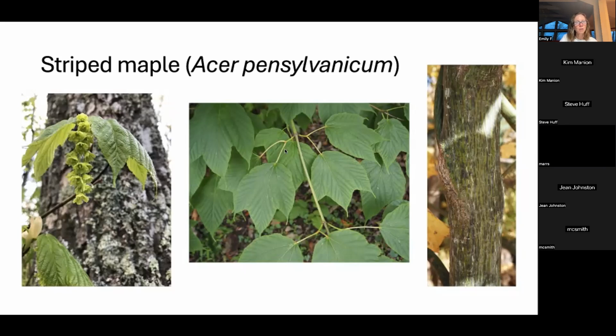Very cool. They also have this duck shaped foot, this leaf that looks like a duck foot, but you still see the 3 points on that, which remind us all that it's a maple.